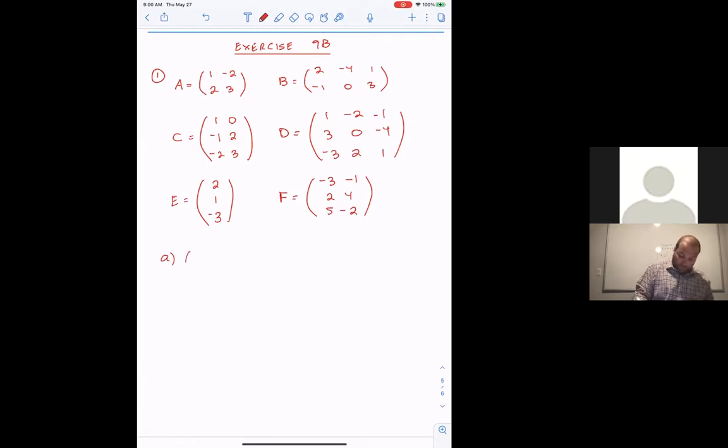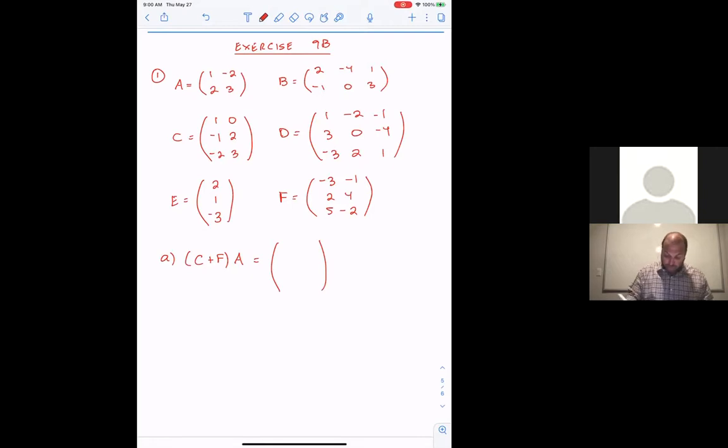So A, (C plus F) times A. Notice that A is being multiplied on the right. So order of operations still holds. Parentheses, their purpose in math, is to tell you do this first. Otherwise, it would be FA and C plus that. But no, C plus F, do that first. Am I allowed to? Sure, C and F are the same dimensions. So C plus F is also 3 by 2.